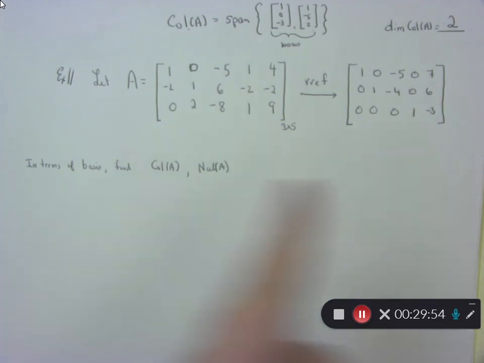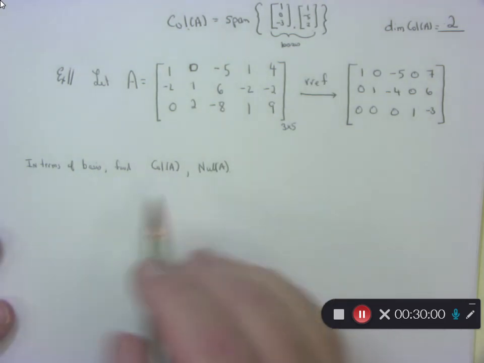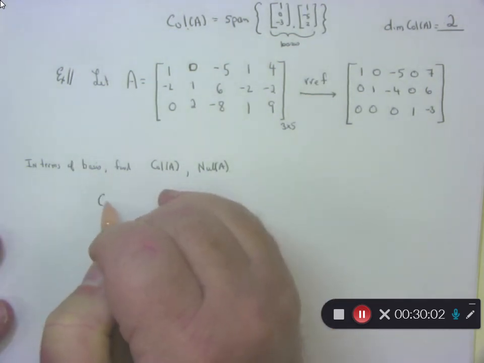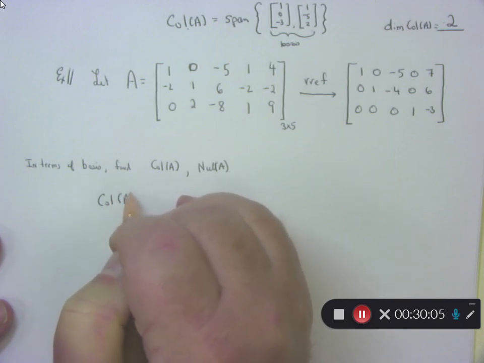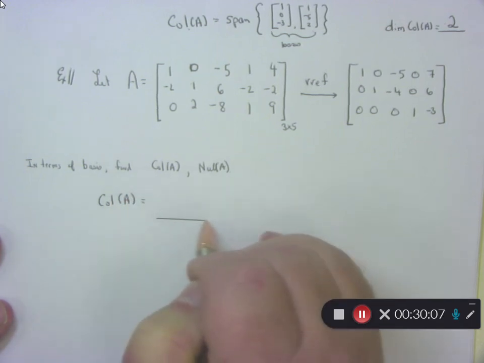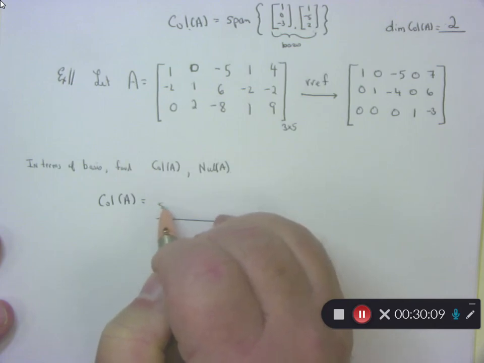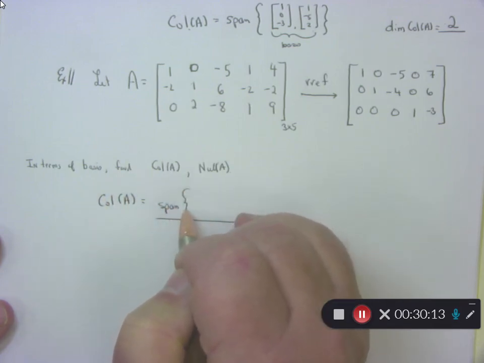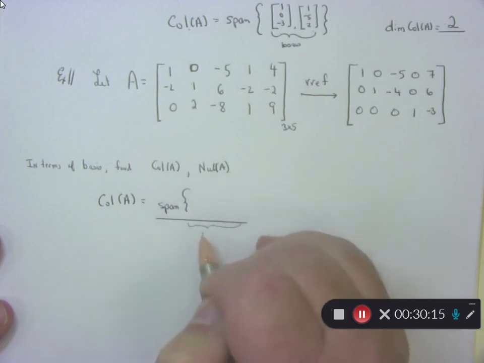Once I've got that, now I can go get my spaces. So, here we go. In terms of a basis, what is the column space of A equal to? Fill in the blank. Well, it will be a span because this is the column space. A space requires a span of, and here it is. This will be my basis.